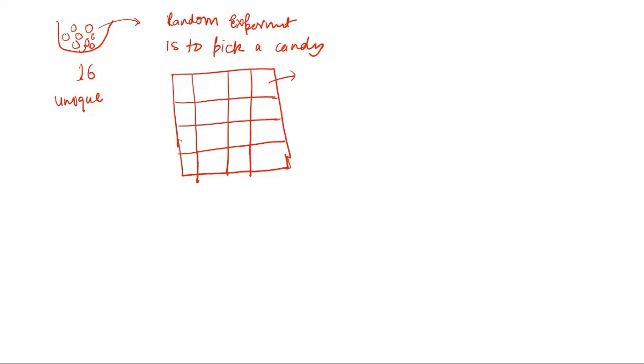Now you can look at this. You can say omega 1, omega 2, omega 3, omega 4 like this, and each omega i means that the outcome is that you have picked a particular ith candy.